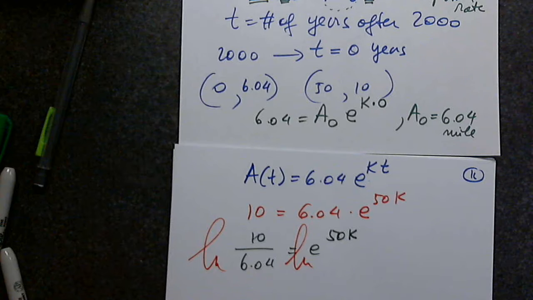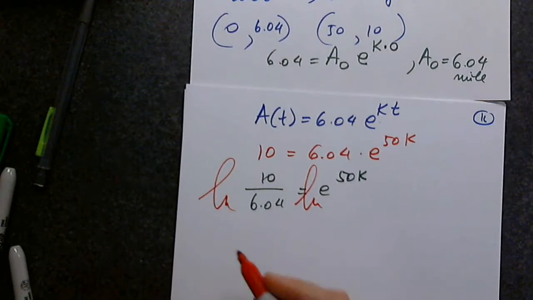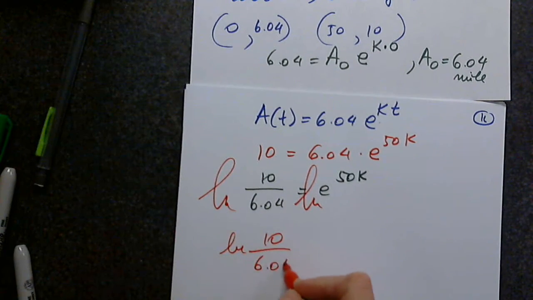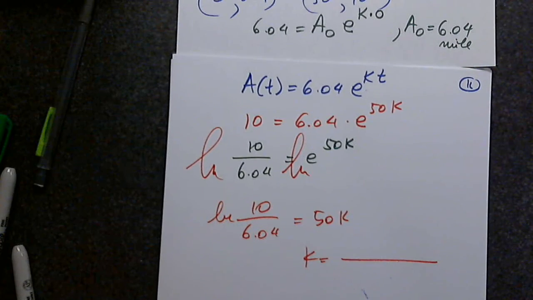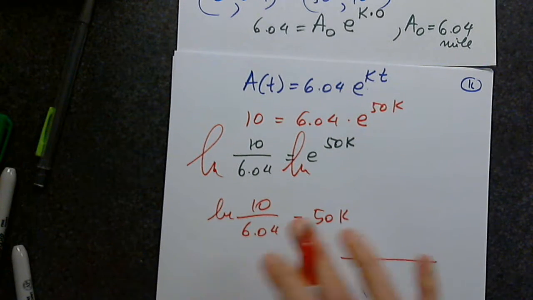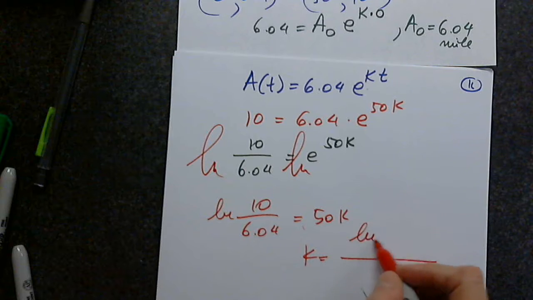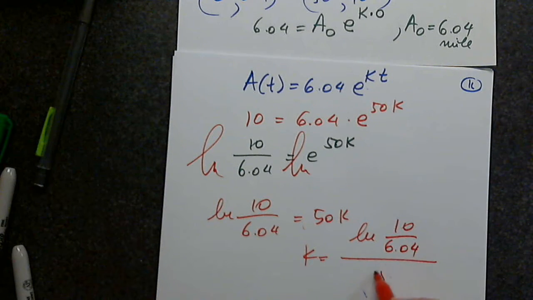It's the only function that will bring down what? 50k, indeed. Awesome. Well done. Natural log of 10 over 6.04 equals 50k. How much is natural log e? Awesome. Thank you, Stephen. So then I'm done with k. What do I have to do to both sides to get k? No, just divide. Divide by 50. So natural log of 10 over 6.04 divided by 50.